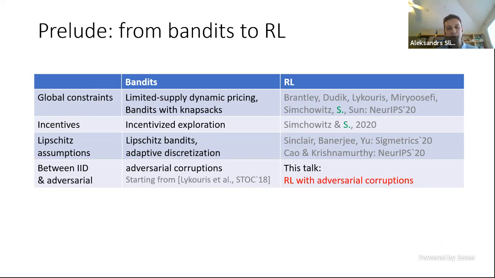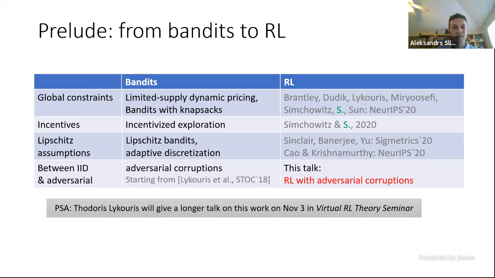There was a flurry of activity on that in bandits, starting from a paper by Theodoros. And this talk is about RL with adversarial corruptions. By the way, Theodoros is going to give a one hour long talk on this work in a few days in a virtual RL theory seminar. So let me advertise that. It's going to have more details.